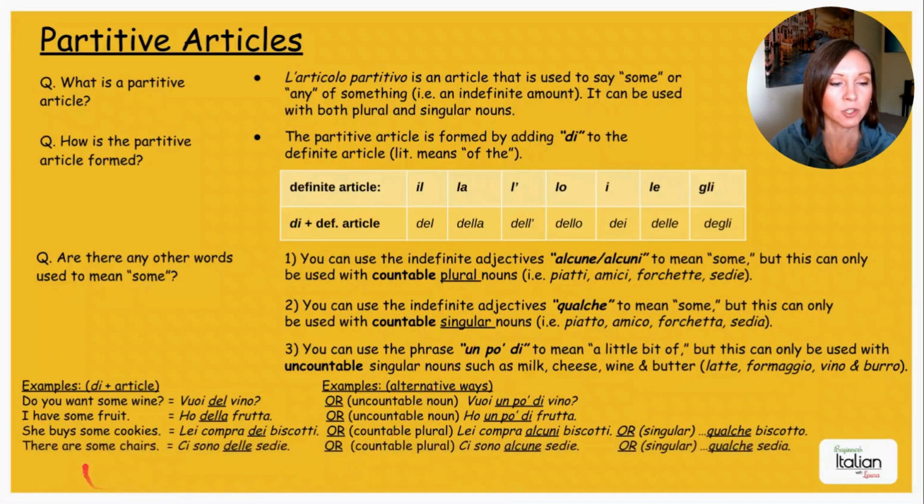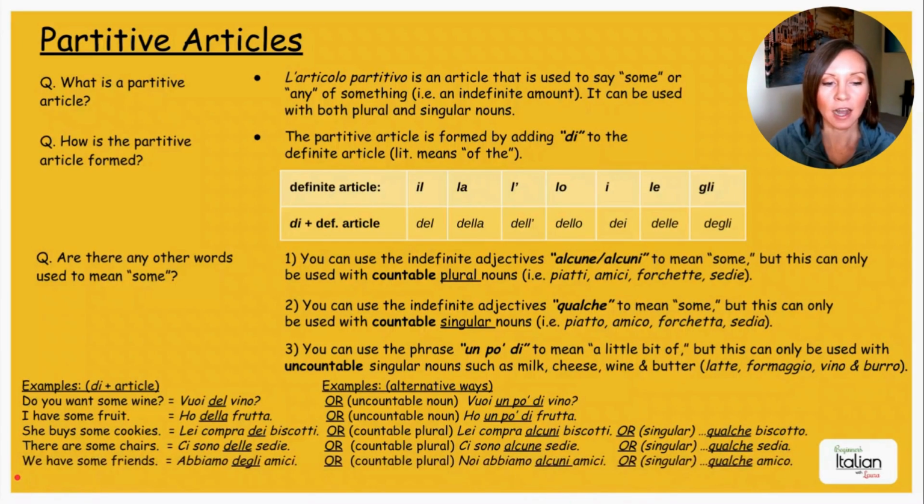There are some chairs. Ci sono delle sedie. Okay, delle, because sedie is feminine plural. Or because it's a countable plural noun, we can say ci sono alcune sedie. Alcune sedie. Or we can make it singular and say qualche sedia. Qualche sedia.